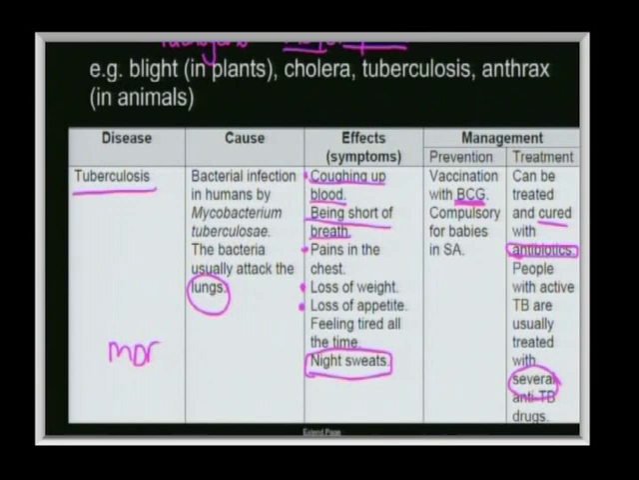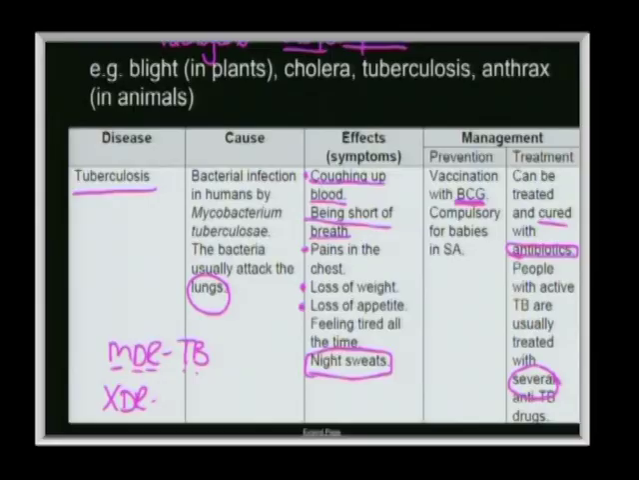MDR-TB, which stands for multi-drug resistant TB. This necessitates sufferers being on stronger medication, possibly for even a longer period of time. And again, we have also noted a new form of TB having developed. It is called XDR-TB, where the X stands for extremely drug resistant. Now, these two forms are caused because people do not take their antibiotics for the prescribed length of time.